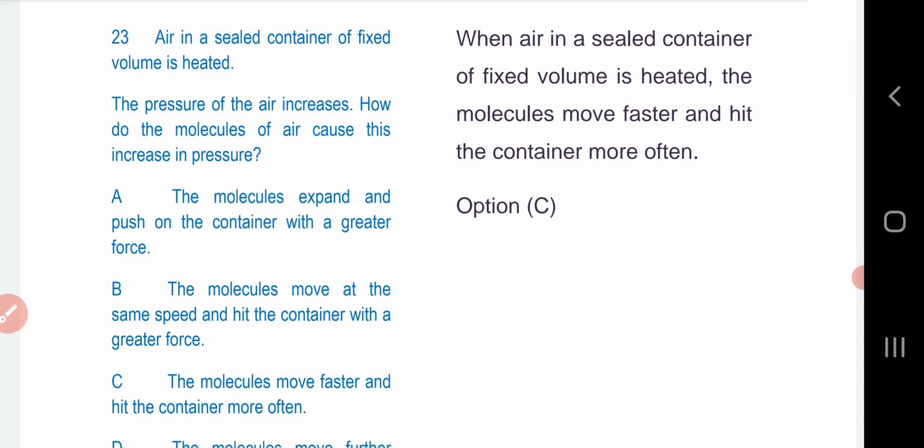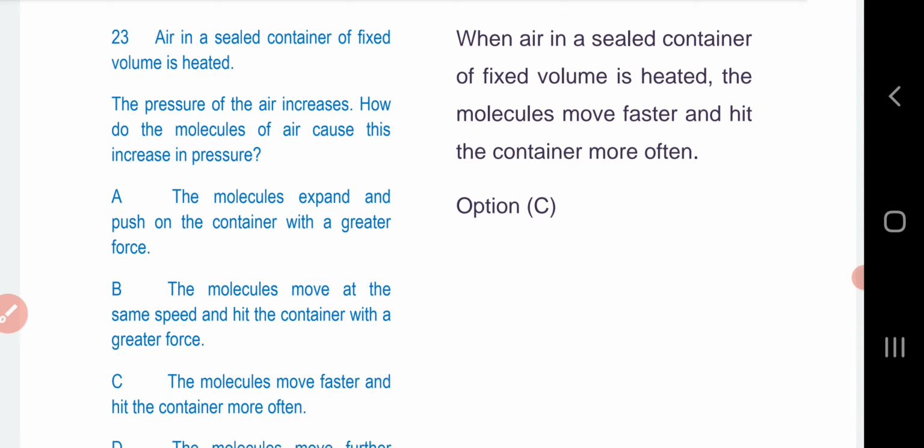Question number 23. Air in a sealed container of fixed volume is heated. The pressure of the air increases. How do the molecules of air cause this increase in pressure? And the answer is, when air in a sealed container of fixed volume is heated, the molecules move faster and hit the container more often.